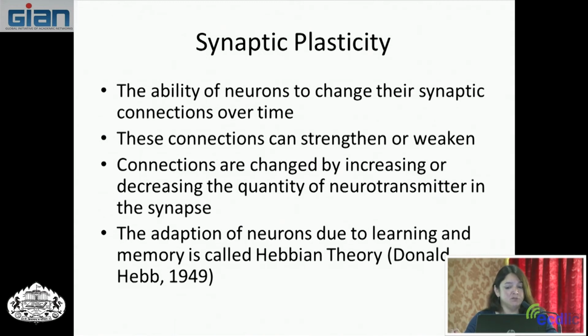The adaptation of neurons due to learning and memory is called Hebbian Theory, and this was proposed by Donald Hebb in 1949. So this was pretty early on that he proposed that neurons themselves can adapt, and these synaptic connections can change over time in response to learning or adaptation to something.